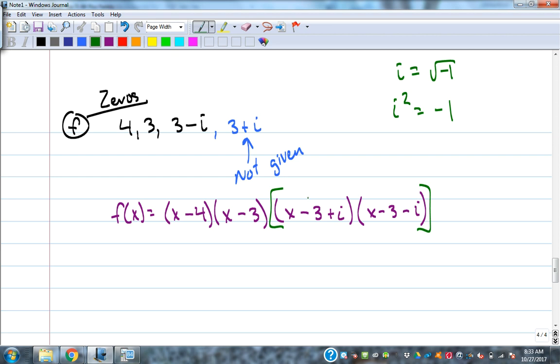Okay, so we're going to multiply these two together. x times x, x squared minus 3x minus ix. Let's get the x to everybody, and then get the -3 to everybody. So that's a -3x, a positive 9, and then a positive 3i.